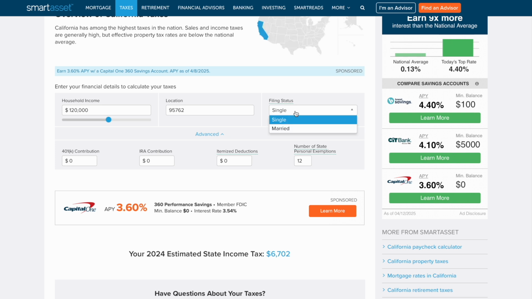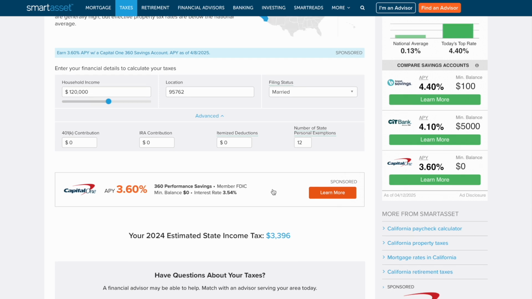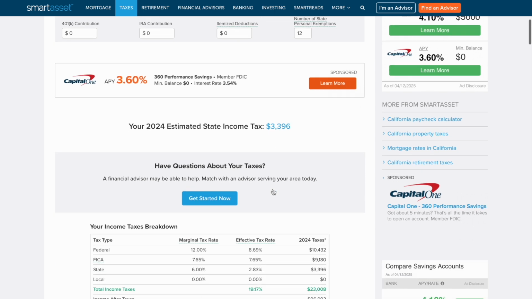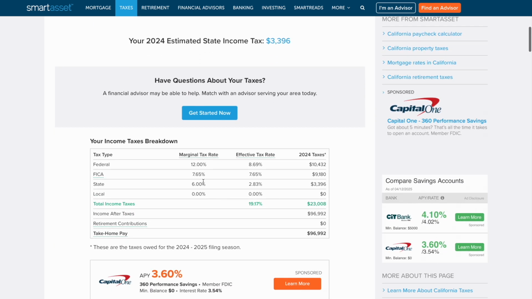Okay, now let's run the example of changing this person to married, because now it's a family or two people splitting the income, which is why the taxes are reduced. So if I put that same amount in there and I just press enter, come down here, the marginal tax rate, the highest this person is going to be paying, is going to be 12%, and the effective tax rate or the average taxes they're paying federally is a little over 8%.